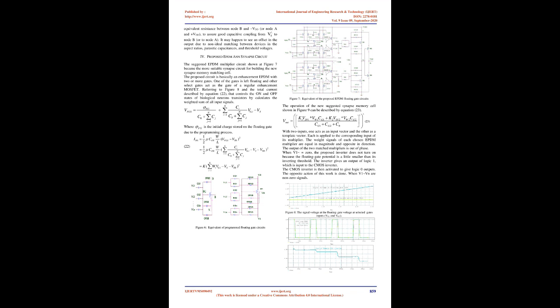The suggested EPDM multiplier circuit shown in Figure 7 became the more suitable synapse circuit for building the new synapse memory matching cell. The proposed circuit is basically an enhancement EPDM with 2 or more gates. One of the gates is left floating and other select gates act as the gate of a regular enhancement MOSFET. Referring to Figure 8 and the total current described by equation 22, that controls the on and off states of biological neuron transistors by calculating the weighted sum of all input signals.